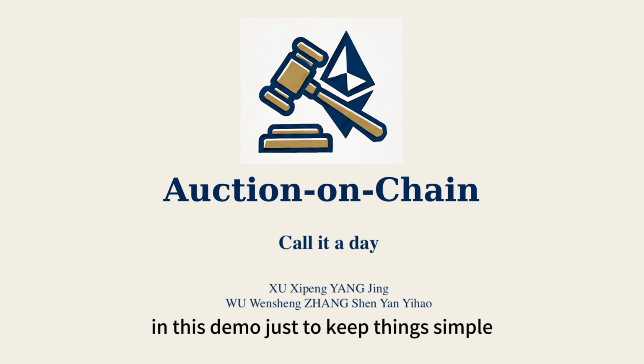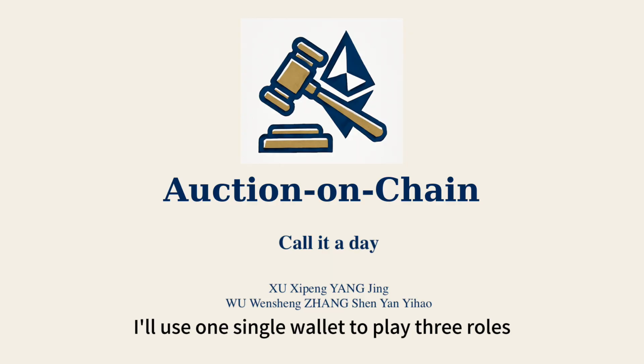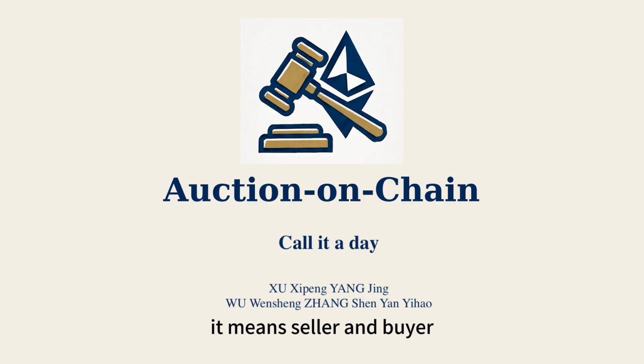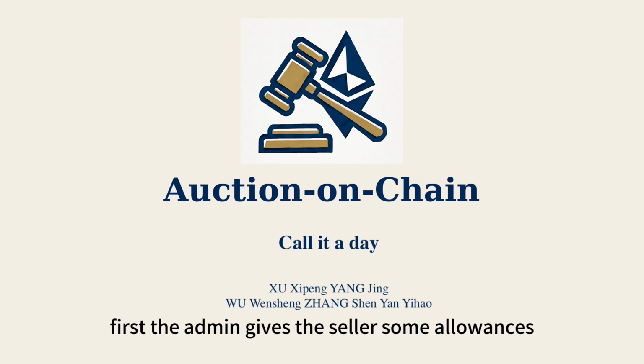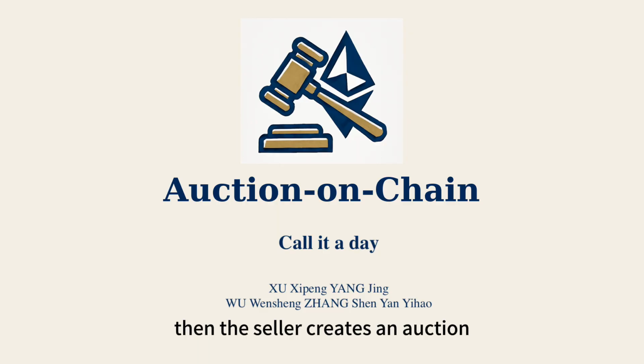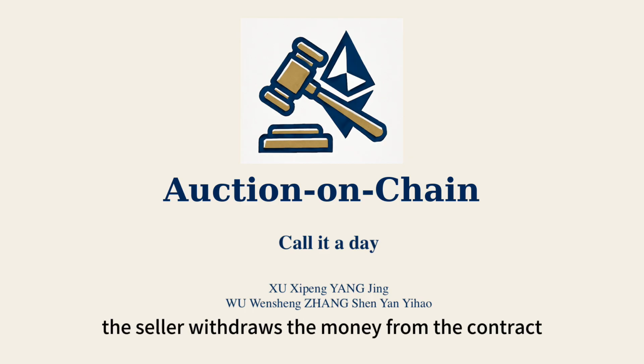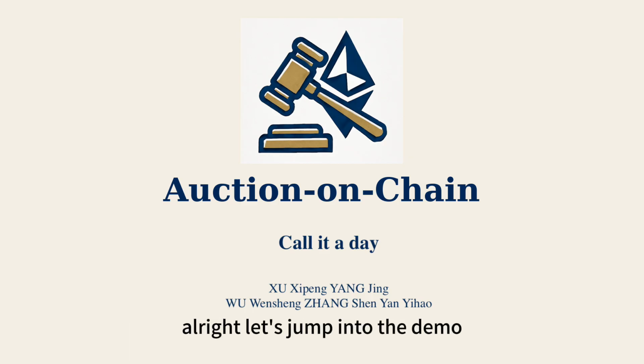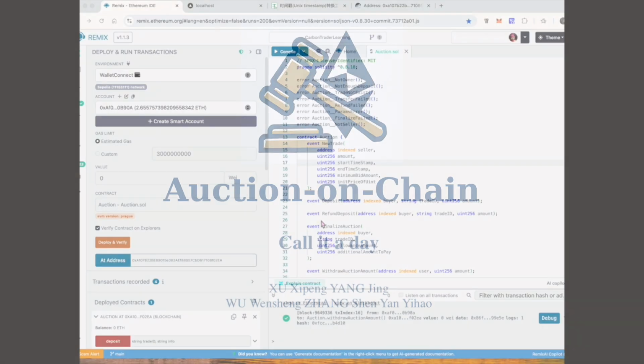In this demo, just to keep things simple, I'll use one single wallet to play three roles. It means seller and buyer. We will walk through the full journey. First, the admin gives the seller some allowances. Then the seller creates an auction. Then the buyer joins by depositing ETH and confirms the purchase. And in the end, the seller withdraws the money from the contract. Alright, let's jump into the demo.